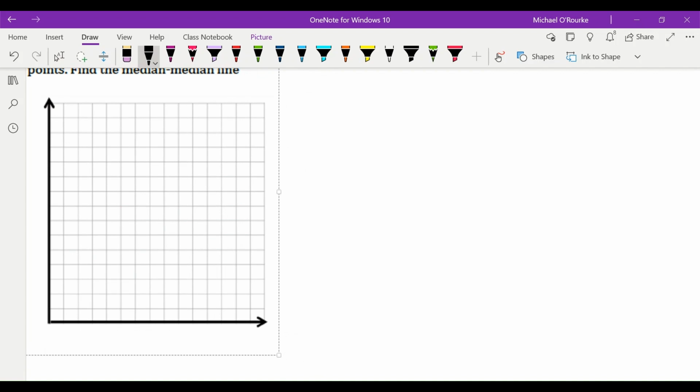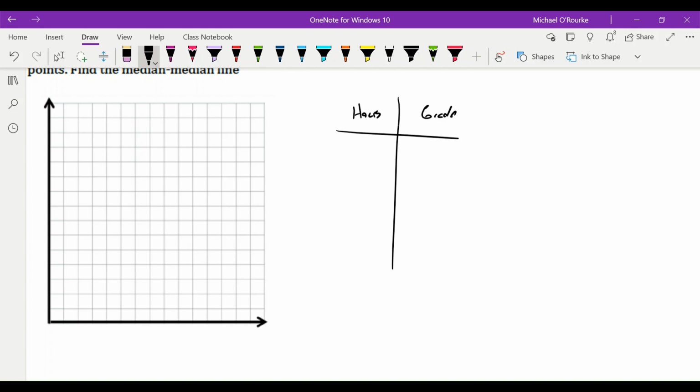What data should I do? Let's say we do the classic hours studied and grade. Okay, I'm going to make up some numbers here.